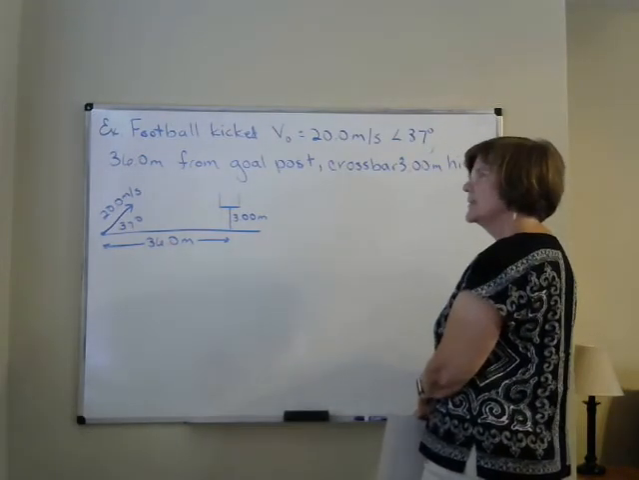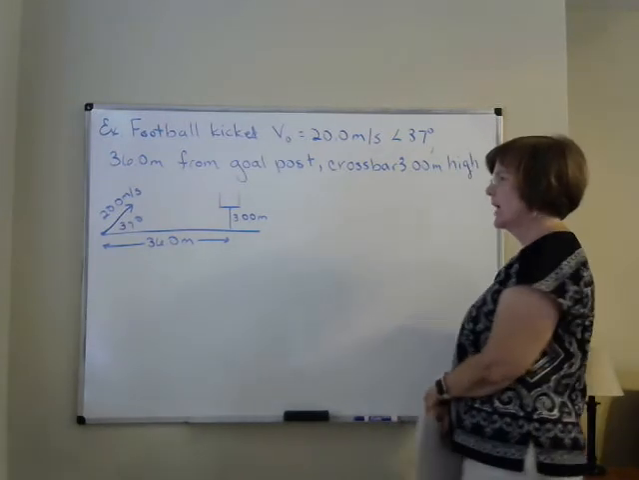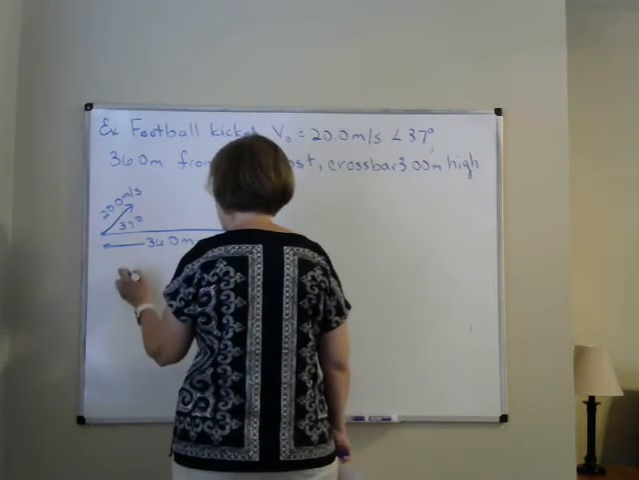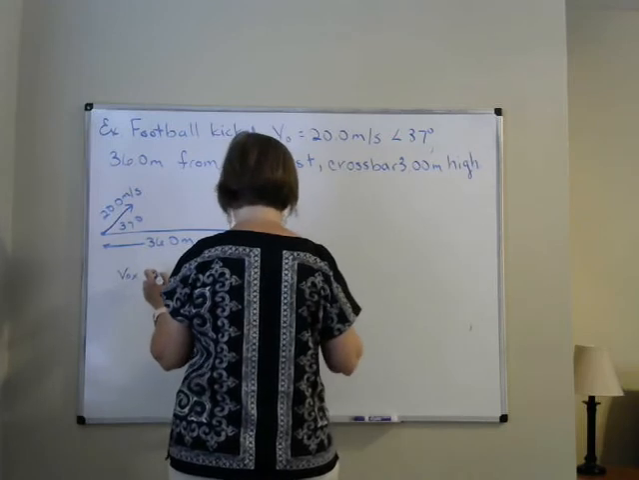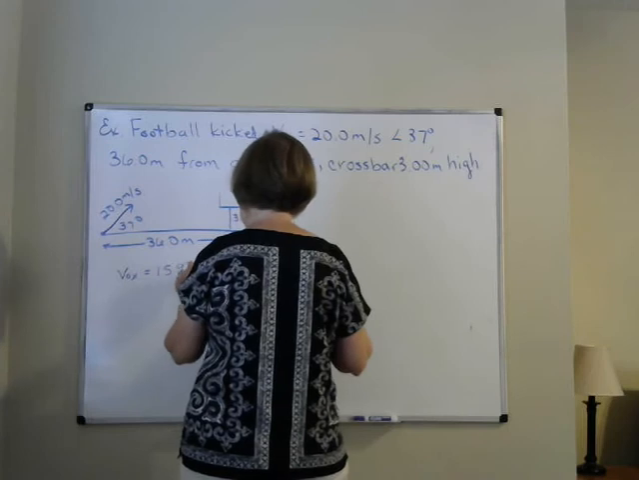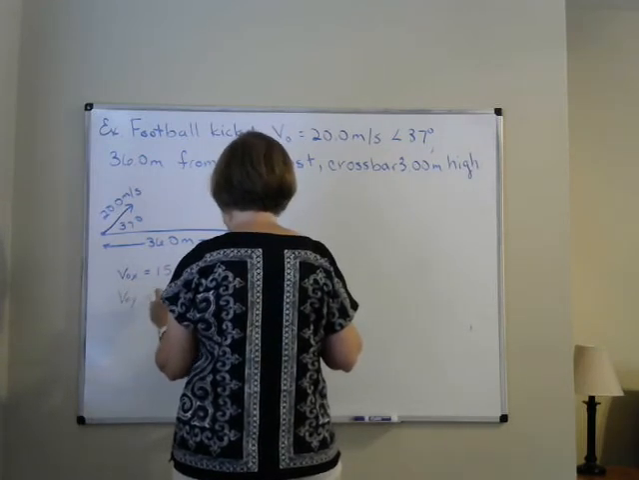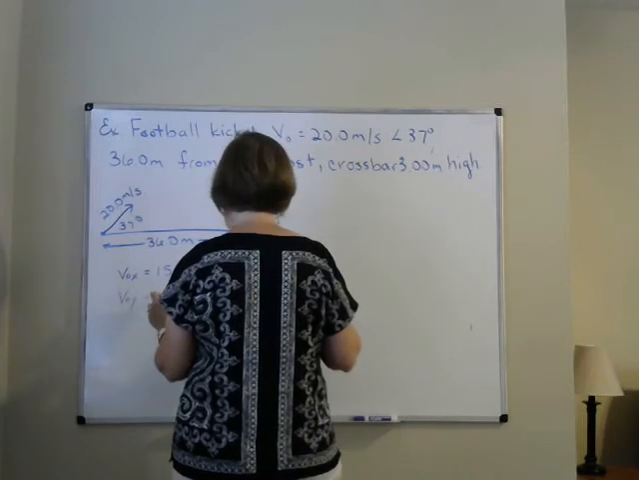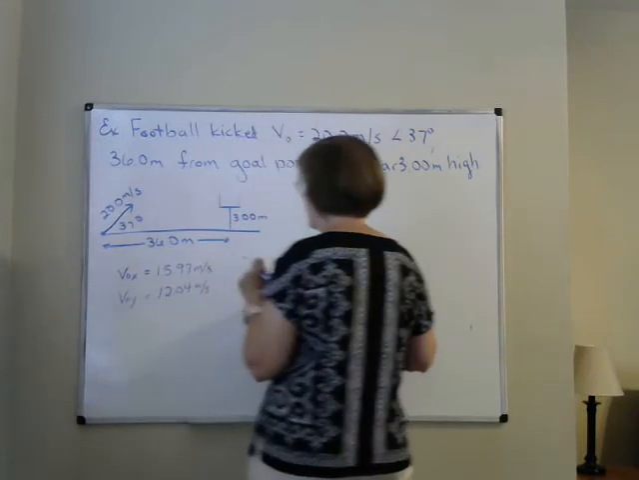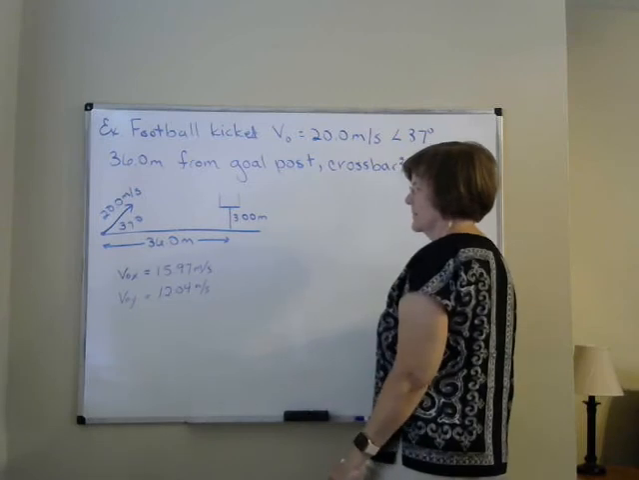Okay, we just have to think about everything we know and everything that we can figure out with what we know. We know that the initial velocity in the x direction was 15.97. We know the initial velocity in the y direction was 12.04. But we know something we didn't know before. We know where it lands.